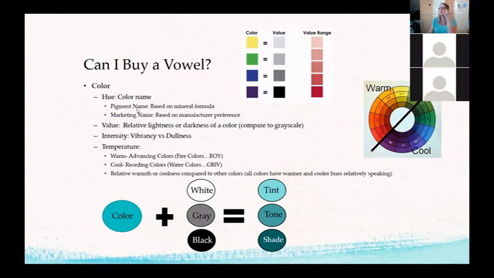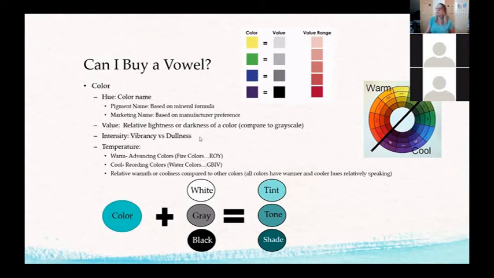So here's a little bit of the lingo that you may hear. The hue is the color name. So pigment name is based on the mineral formula, like I talked about, cobalt blue. Marketing name is based on what the manufacturer wants to call it. It could be called Winsor and Newton blue if they wanted to. So the marketing name doesn't necessarily tell you what the formula is unless they name it the same. And sometimes they are named the same.